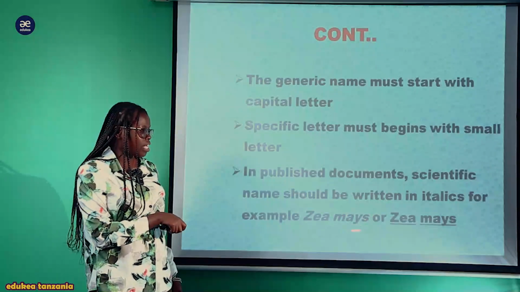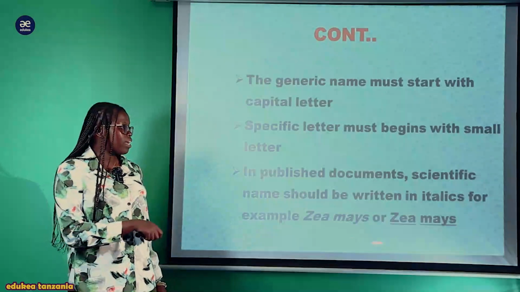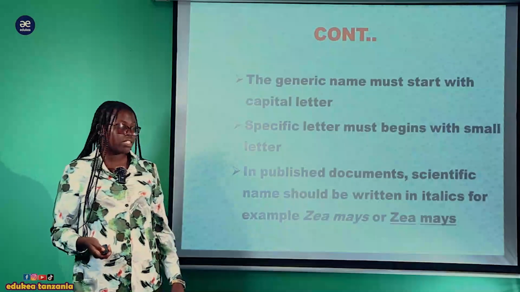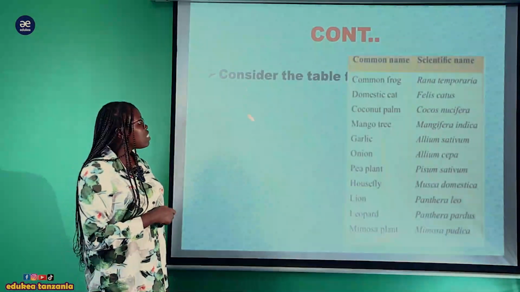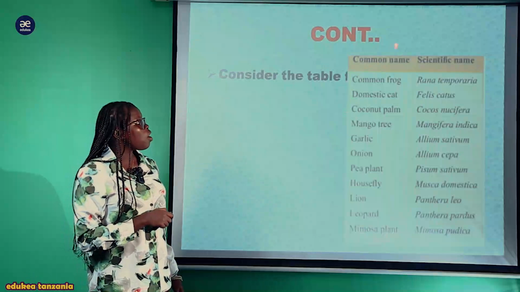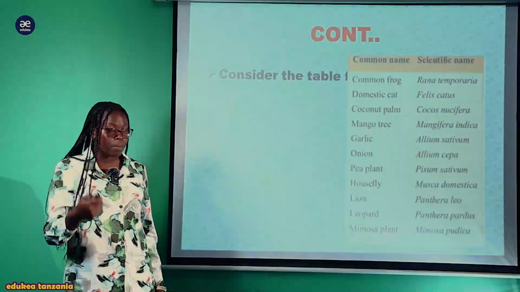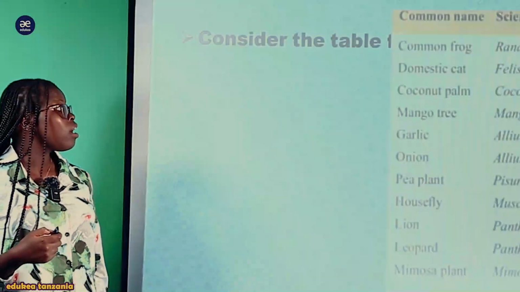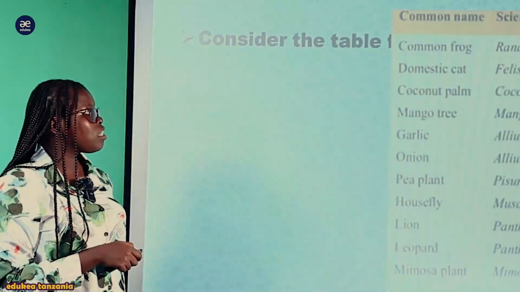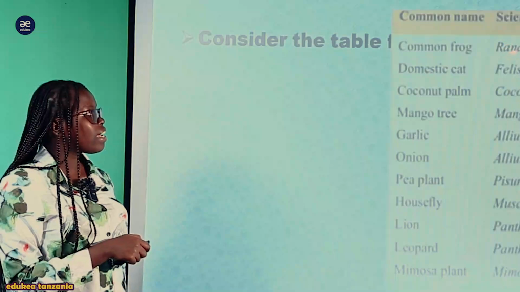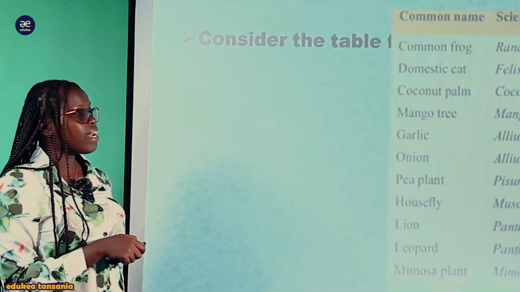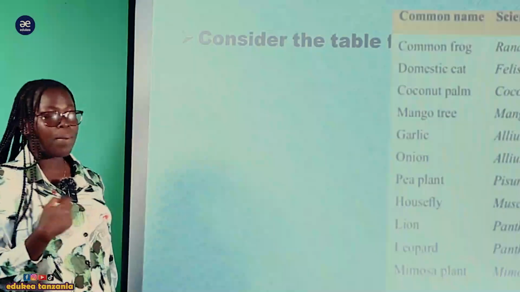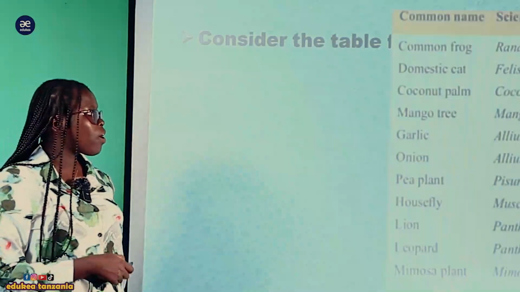Consider the table here. Here we have the common name and the scientific name, binomial nomenclature. For example, starting with the common frog, chura, its scientific name is Rana temporaria. Here Rana is the generic name and temporaria is the specific epithet. Then there is the domestic cat. Domestic cat here is the common name, the cat at home. Its scientific name is Felis catus. Felis stands for the genus and catus represents the specific epithet, which is the species.